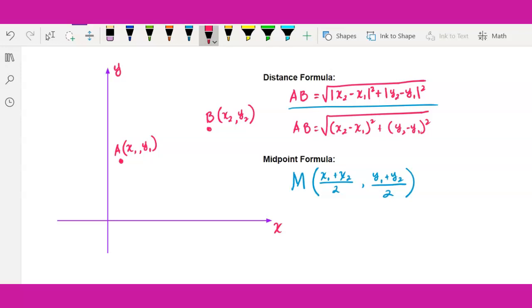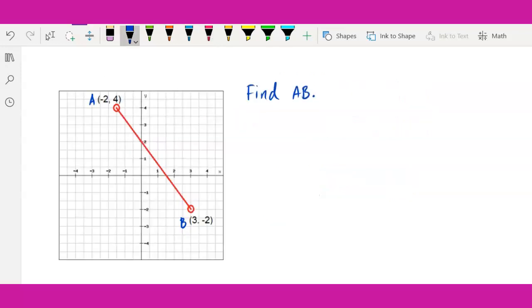All right. Let us apply these two formulas. Find AB, or the distance between point A and point B, or the length of line segment AB. The first step would be to label the coordinates: x1, y1, x2, y2. It doesn't matter which one you label x1, y1. What matters is x1 must go together with y1 and x2 must go together with y2.